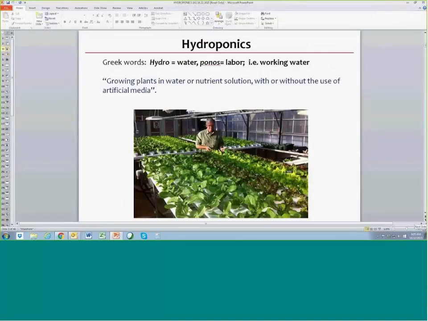The definition of hydroponics comes from the Greek words. Hydro means water and ponos means labor or work. So combining the two words, hydroponics means working water, trying to make water work for the benefit of growing plants. The principle is to grow plants in a nutrient solution. You can have water alone for the early stages of development, but we need nutrients to have a good crop. This system can use artificial media or no artificial media, and I will show some examples of that. I put this picture just to illustrate hydroponics, the one that we have here at the research center. Next.